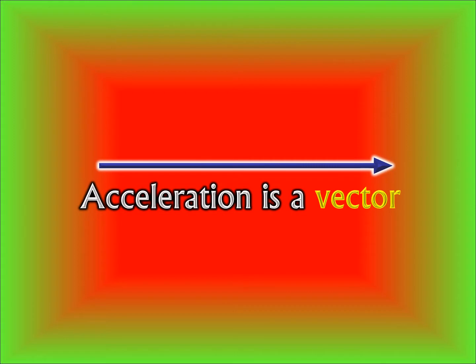So acceleration is a vector. Why is it a vector? Because it comes out of velocity, which was a vector. Why is velocity a vector? Because it comes out of displacement, which is a vector. So acceleration has to indicate the direction, positive or negative, based on your frame of reference.